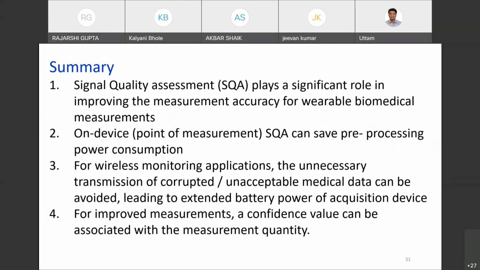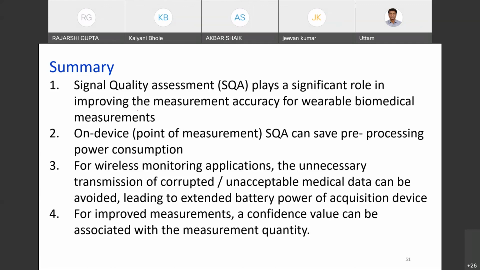So with this, I would like to summarize what we discussed today. The first thing is that SQA, or the reliability assessment, plays a vital role in improving the measurement accuracy for wearable biomedical measurements. Today, whatever I discussed is in terms of wearable biomedical measurements, and in many cases, these wearable measurements can provide uncertainty due to the loose contact of the sensor or the motion corruption level.